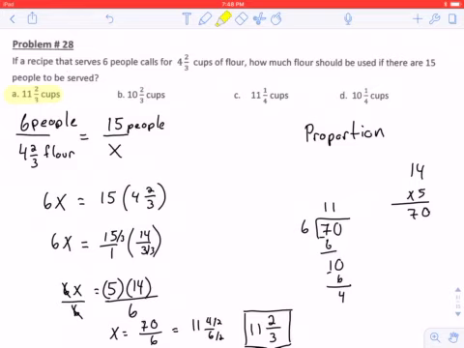Please, if you are still confused about the process in this problem, go to proportion. It's a whole series of videos in that homework.